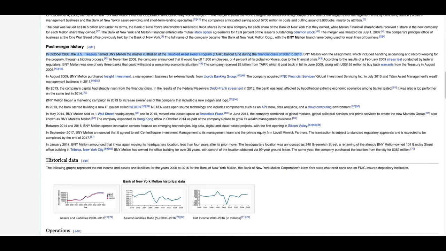Well, what you're looking at right here is BNY Mellon. This is the BNY Mellon Wikipedia page. In October of 2008, to my knowledge, there were two core financial institutions that were the trusted institutions that helped the U.S. government during the financial crisis. They were considered financial companies that were systemically safe, and they were trusted for that reason. One of them was BNY Mellon, and I'm going to show you the other next. In 2008, the U.S. Treasury named BNY Mellon the master custodian of the TARP bailout fund during the financial crisis of 2007 to 2010.